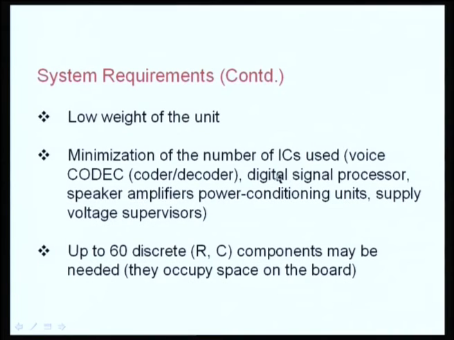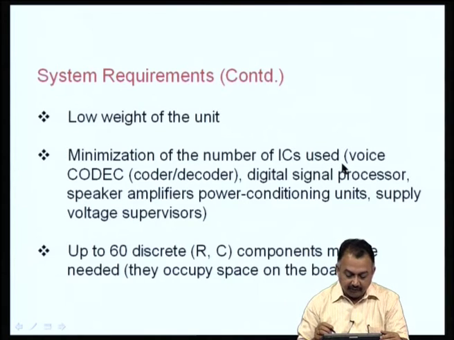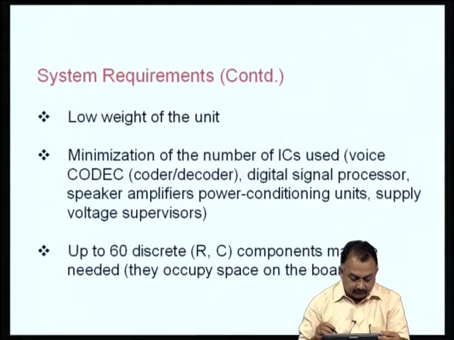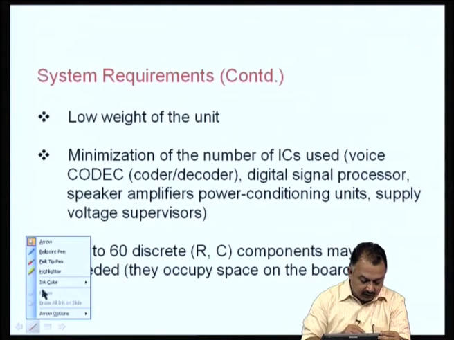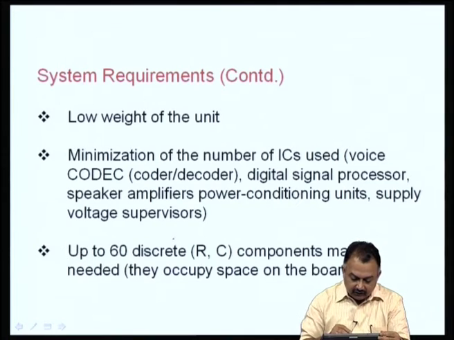If there are 2 boards on the mobile phone and your battery is going to supply power, those aspects have to be taken care of. The weight of the unit should be small. Minimization of the number of ICs used. There can be a number of ICs like codec, DSP, power conditioning devices, supply voltage supervisors, and so on. And more importantly, you are going to use a lot of discrete components.